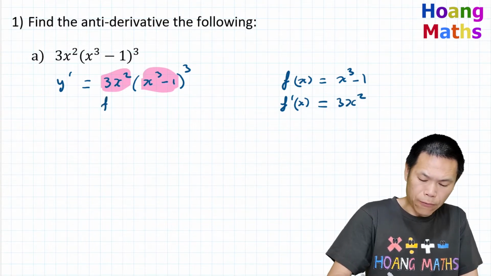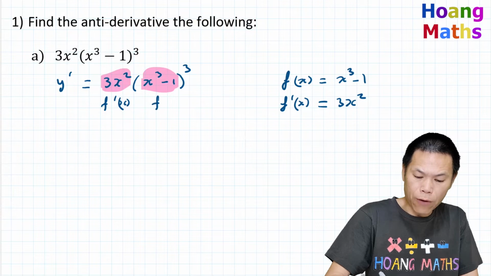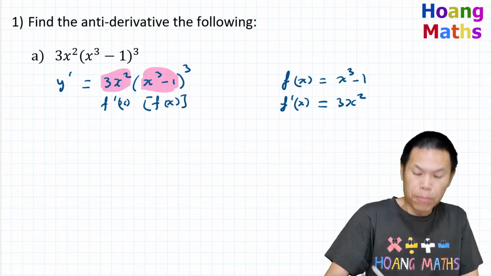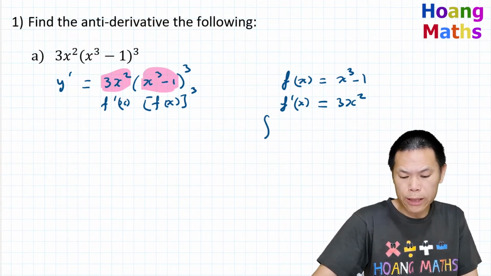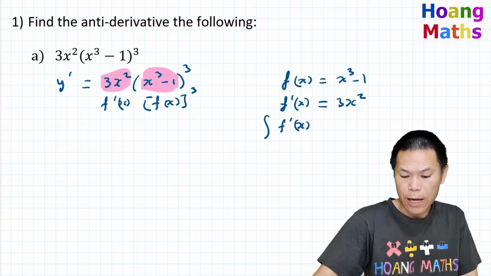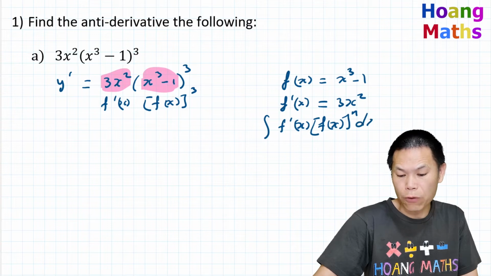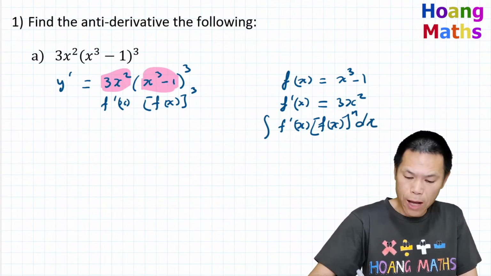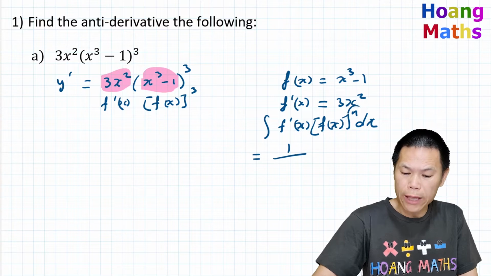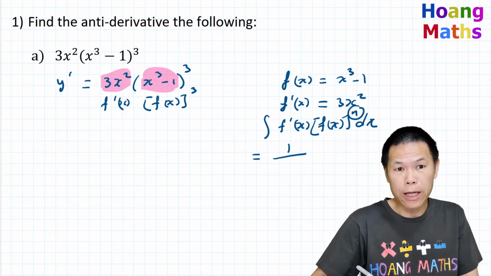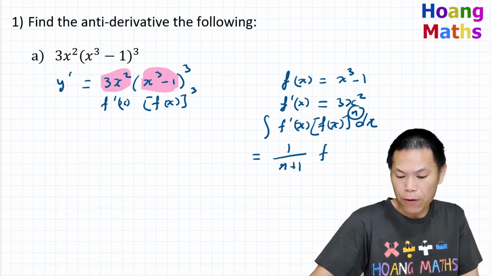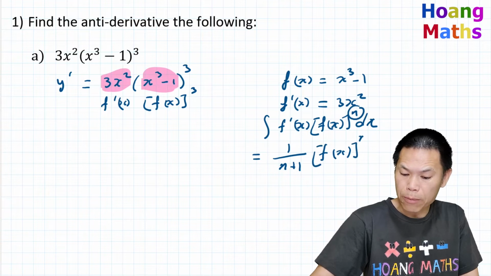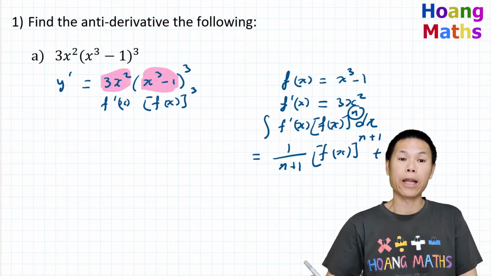So this is f dash x, and this is f of x to the power of n. But n is 3 in this case. So we know the rule, and the rule is: integrate f dash x times f of x to the power of n dx, with respect to x. And that will give us 1 over, we add the index, which is the power, that is n plus 1, and we divide by that, okay? So n plus 1, f of x to the power n plus 1. And don't forget, we need to add a constant.